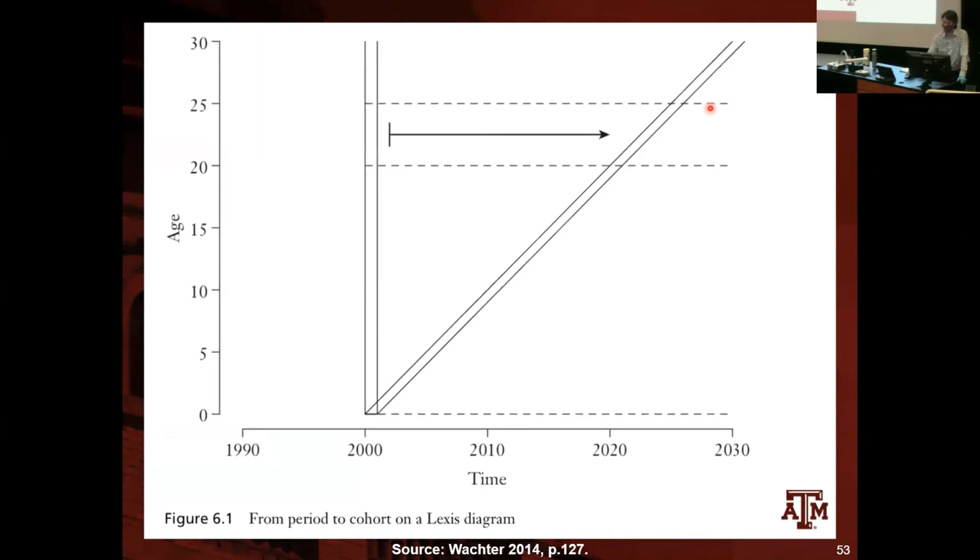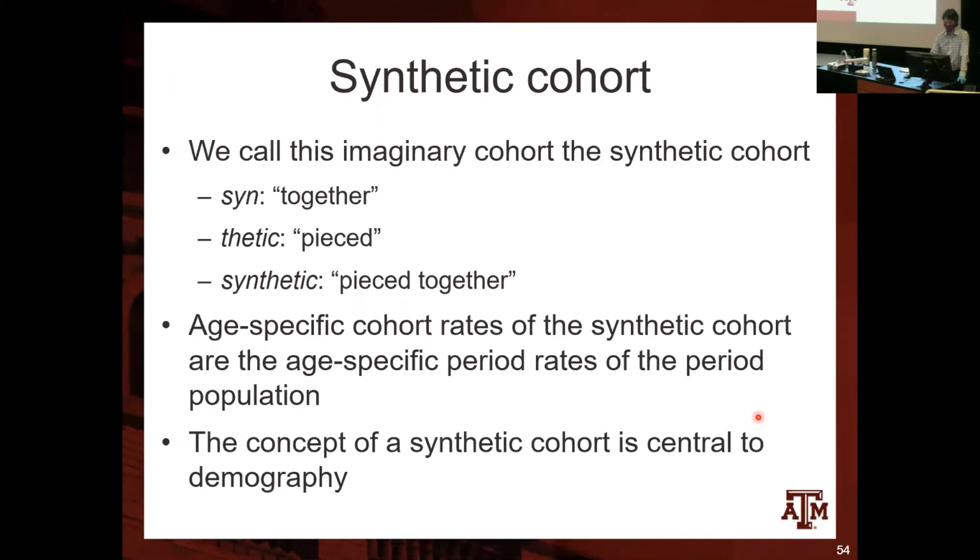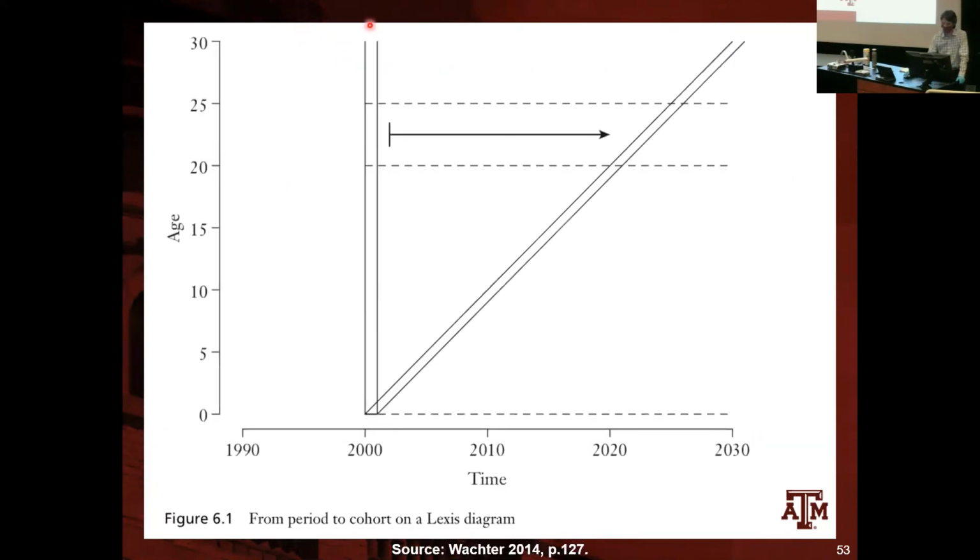But we know that's just imaginary, it's hypothetical work, but it's really useful because then I can compare data from 2000 to 2010, 2020, 2030, and see if fertility and mortality are changing over time. Age-specific cohort rates of the synthetic cohort are the age-specific period rates of the period population. So we are getting data from the period and putting it into this hypothetical cohort in the diagonal. It's coming from one column and going to one diagonal.